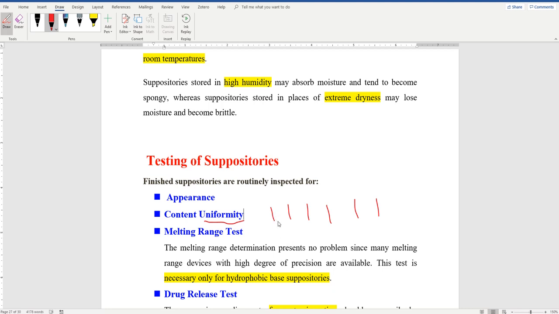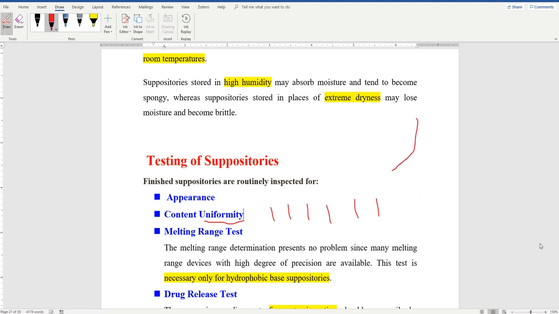Now, what could be the reason why they are not uniform? Of course, there can be several reasons. One of them: if you are melting your suppository base and then dispersing the drug particles in the melted base, and then you want to pour it into the mold, what can happen? During the period when you disperse the drug and you want to pour it, the drug particles settle down.